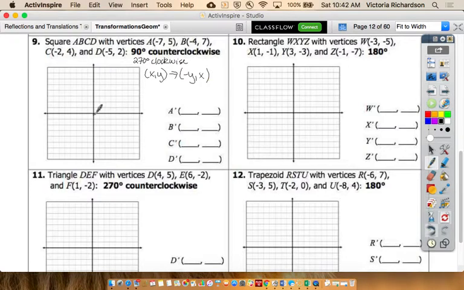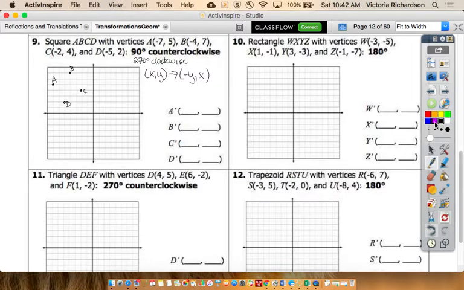So negative 7, 5: over 1, 2, 3, 4, 5, 6, 7, and up 1, 2, 3, 4, 5. So this is A. Negative 4, 7: over 1, 2, 3, 4, and up 1, 2, 3, 4, 5, 6, 7. That's B. C is negative 2, positive 1, 2, 3, 4. And D is negative 1, 2, 3, 4, 5, 1, 2.